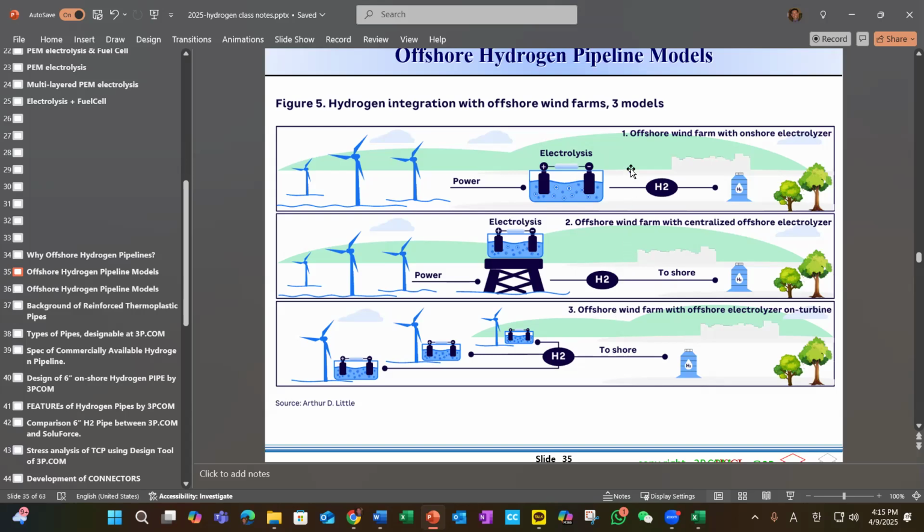And the first one is the offshore wind farm with the onshore electrolyzer. What does it mean? Each turbine generates electricity, and then the electric power goes through electric wires, and the electrolyzer is onshore, not offshore. The electrolyzer can be onshore, and then we generate H2.